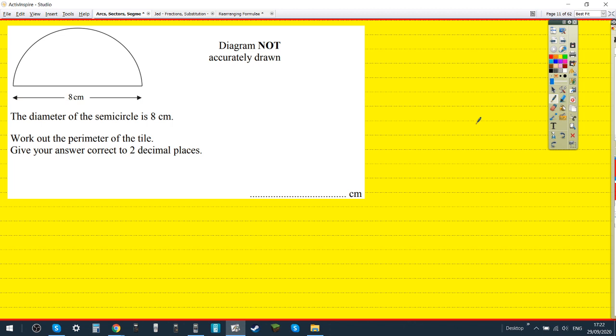Diameter of the semicircle. Work out the perimeter of the tile. Give your answer correct to 2 decimal places. Is this on a calculator? Yeah, anything that says like 2 decimal places or 3 sig fig is calculator. Okay.